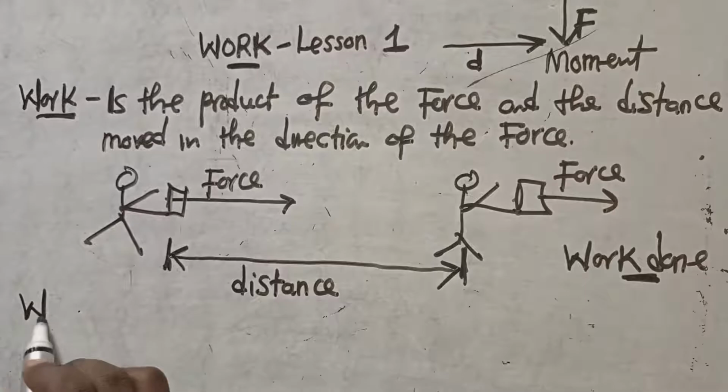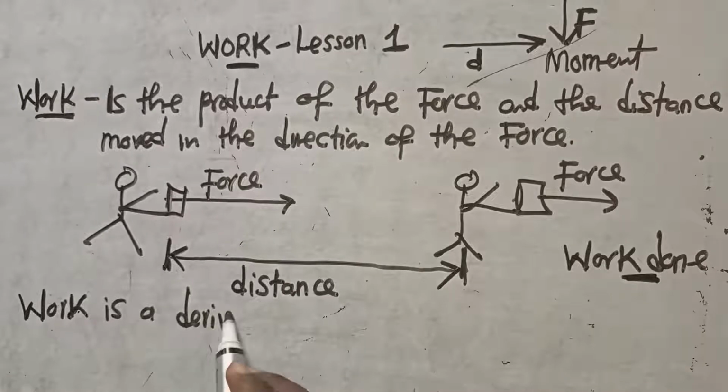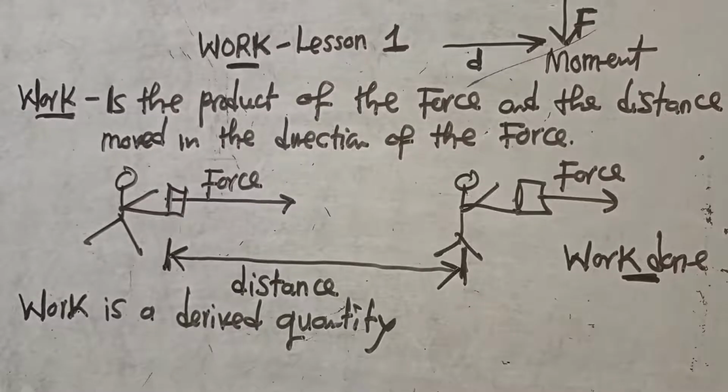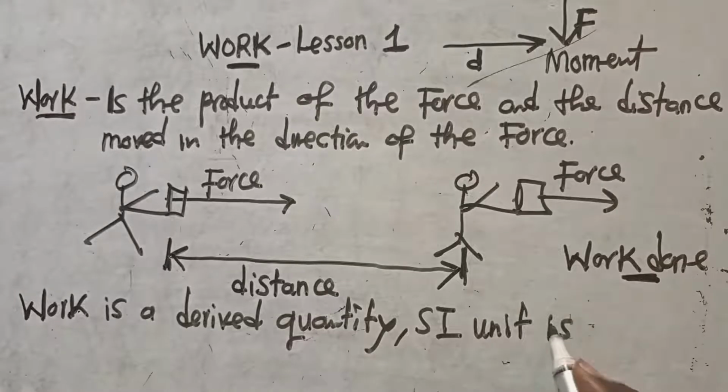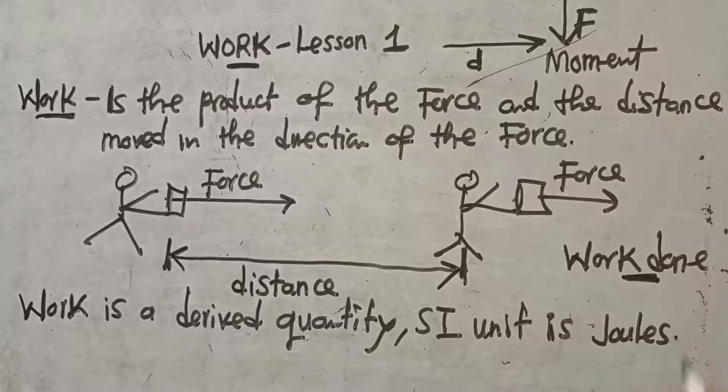So work is a derived quantity. The SI unit for work is joules. This is what you are supposed to know. So work done is measured in joules.